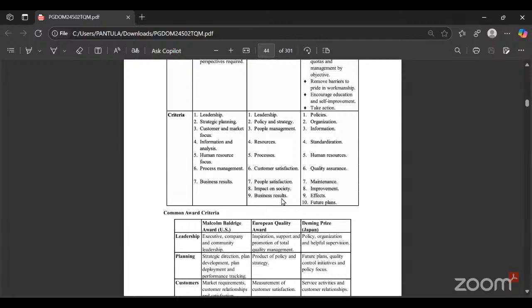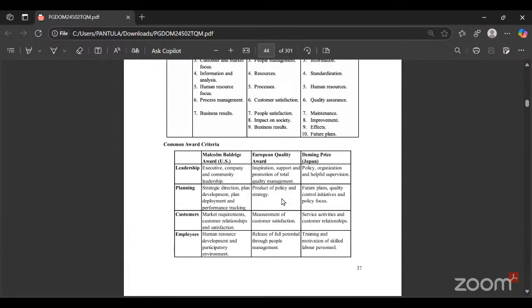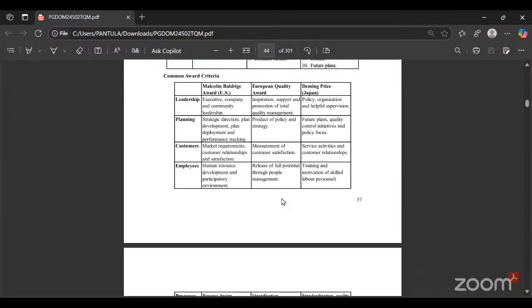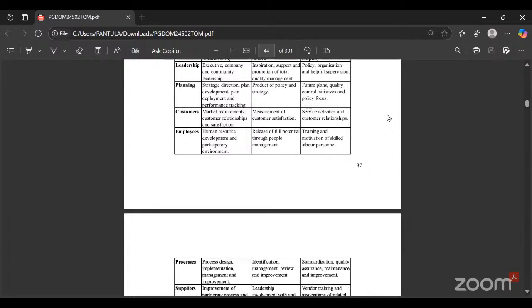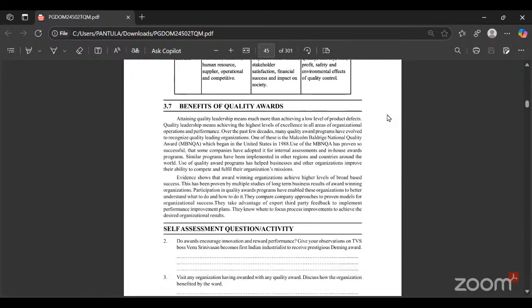A common award criteria like leadership, planning, customer, employees. In that, they are going to compare these models, and process, suppliers, results. And what are the benefits? What are the benefits of taking this award?